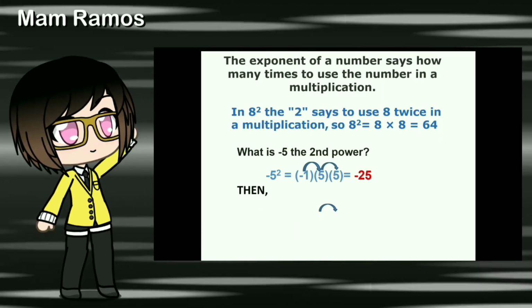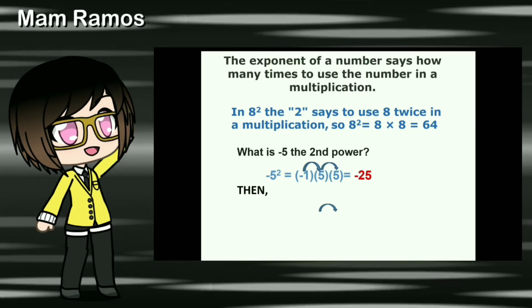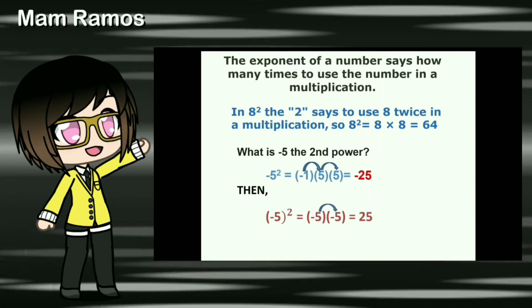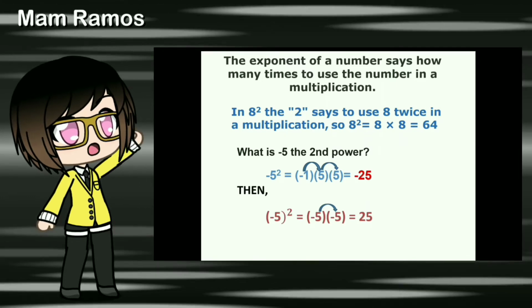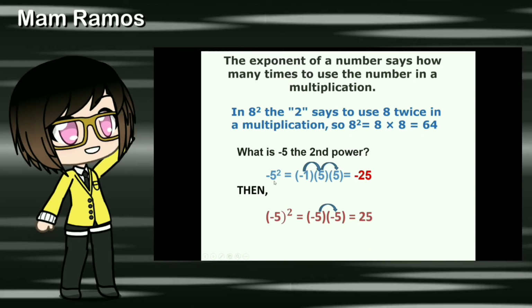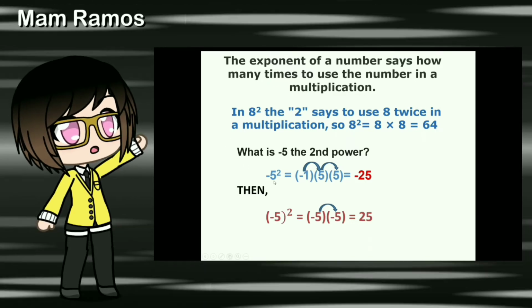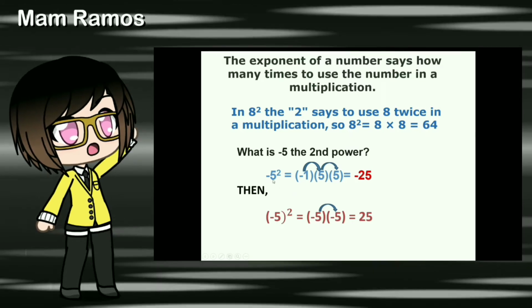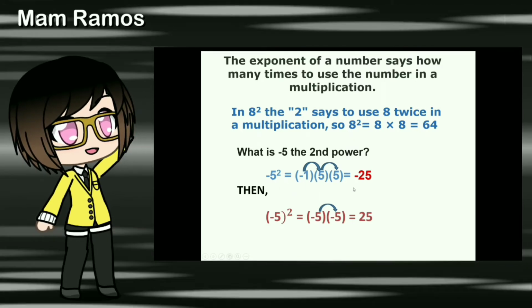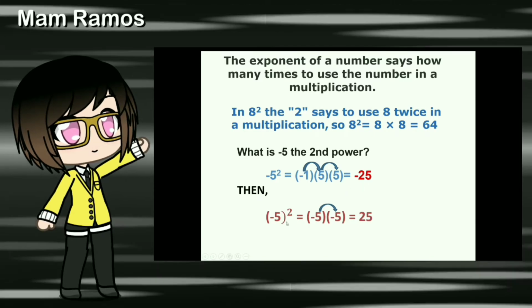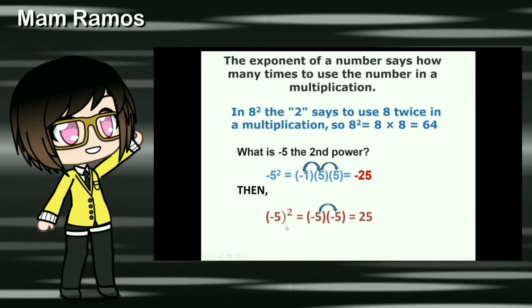Then, quantity negative 5 squared will be equal to negative 5 times negative 5, which is 25. We notice that negative 5 squared is different from quantity negative 5 squared. Why? Because for negative 5 squared, the answer is negative 25, while for quantity negative 5 squared, the answer is positive 25.